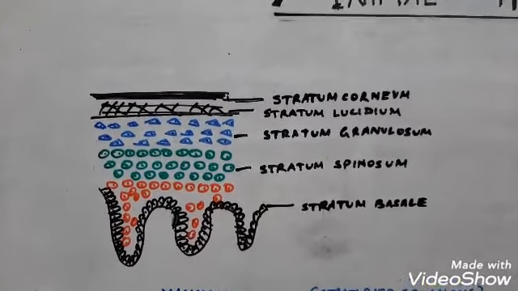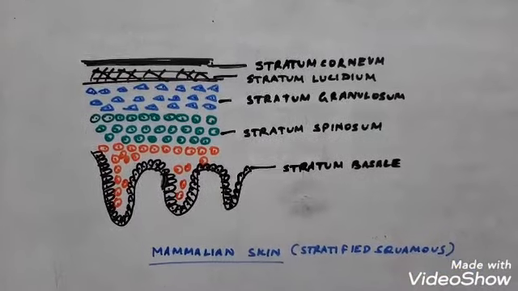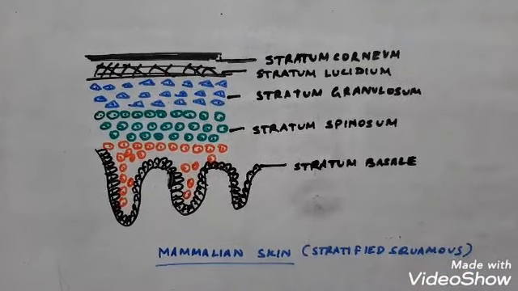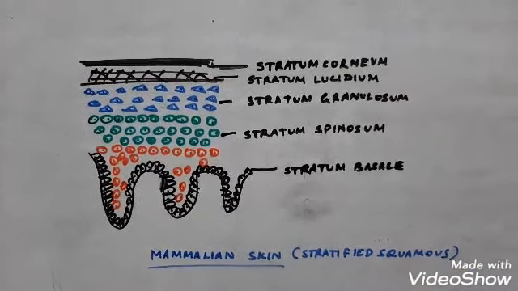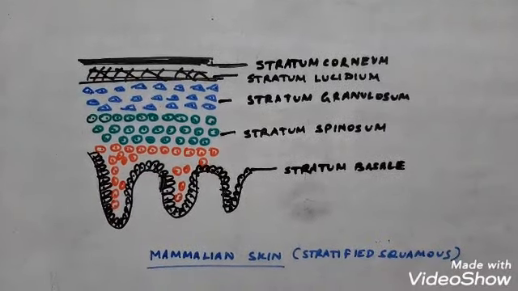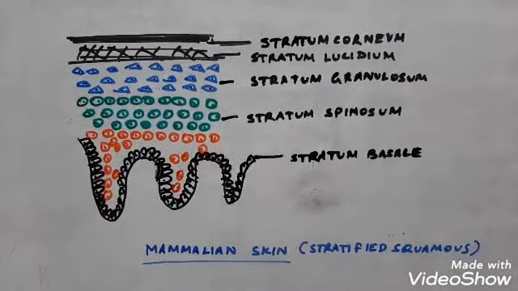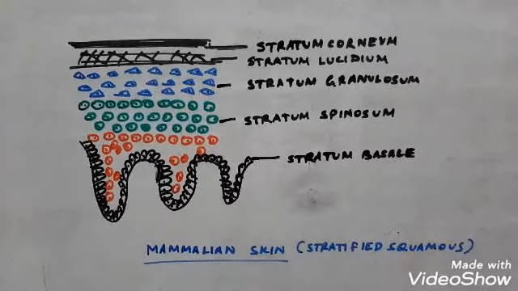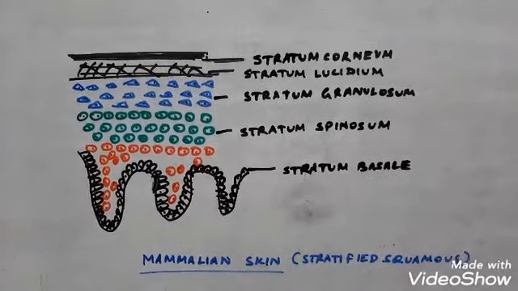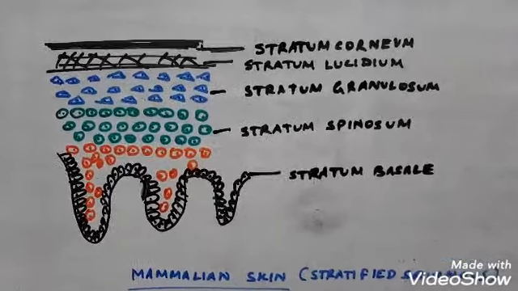My dear student, this is about the stratified squamous epithelium. Stratified squamous epithelium is made up of many layers of cells. You can see this is an example of human skin or mammalian skin, which contains various strata or layers of cells. I have drawn here many layers.